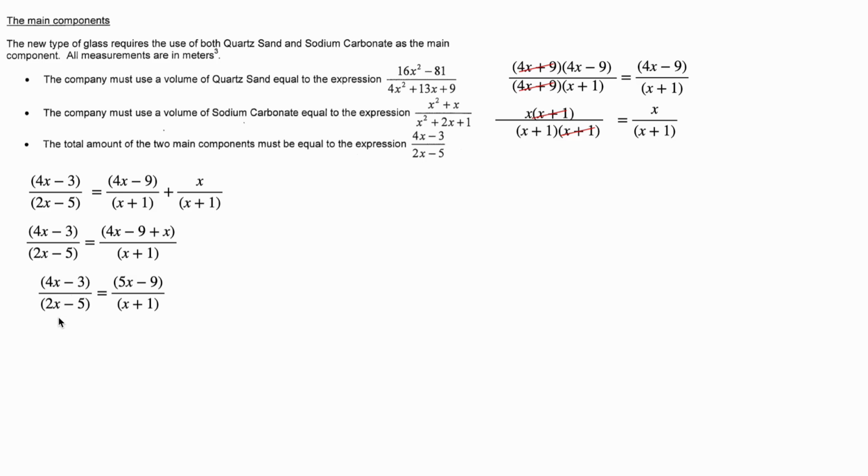I'm going to cross multiply. The x plus 1 comes up and multiplies the 4x minus 3. So I have 4x minus 3 times the x plus 1, and the 2x minus 5 comes up and multiplies the 5x minus 9. The 5x minus 9 times 2x minus 5.